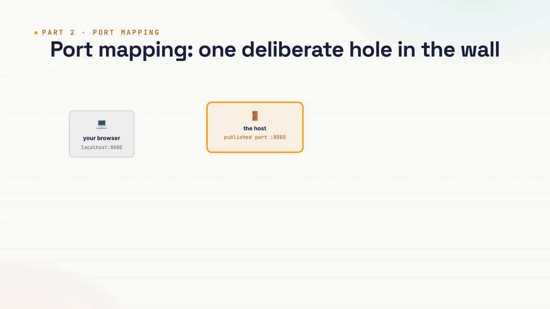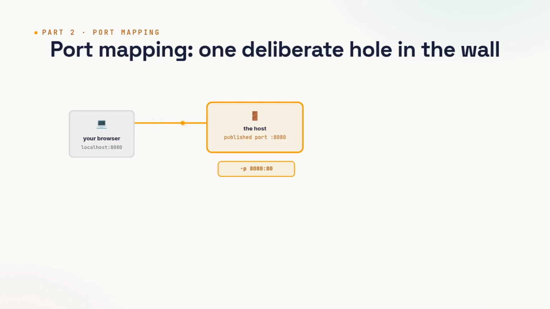First, getting in from outside. Your web container is happily listening on port 80, but on that private 172 address that your laptop's browser can't even see. So how does a request from your machine ever reach it? You punch one deliberate hole in the wall. With -p 8080:80, you publish port 8080 on the host and wire it to port 80 inside the container. Now anything hitting the host on 8080 gets forwarded straight in.